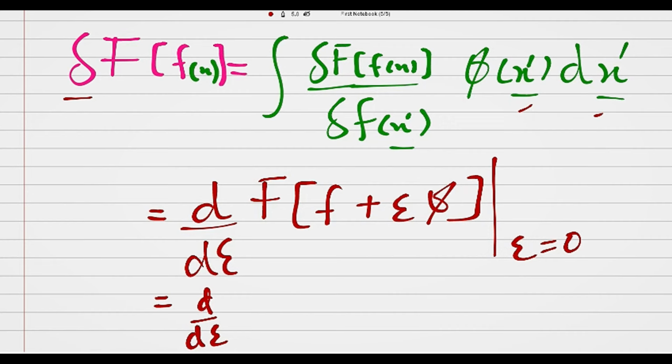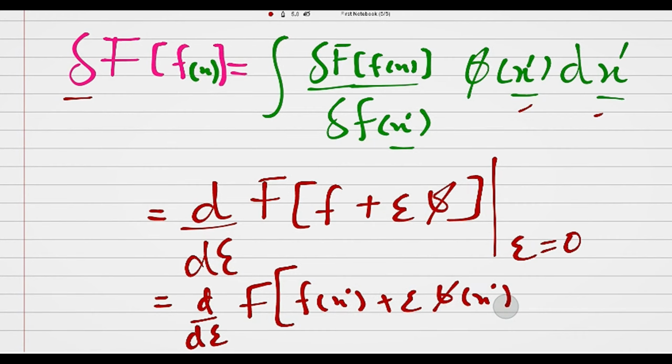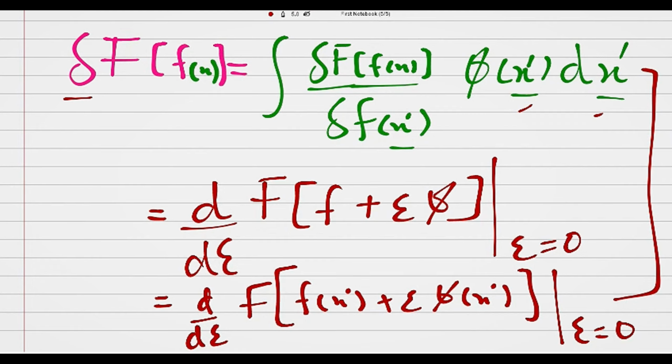We were about to write down the dependencies, so it's f of x prime plus e phi of x prime at e equals 0, and I'm defining these things so that we can make a comparison between these two, and you will see why it's important. Even if you take x, you can relabel it afterwards. It's just a dummy representation. It doesn't matter if you take x prime, x naught, x, or whatever.